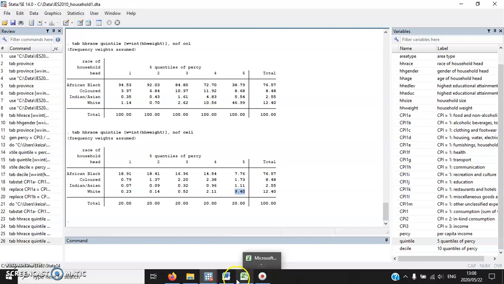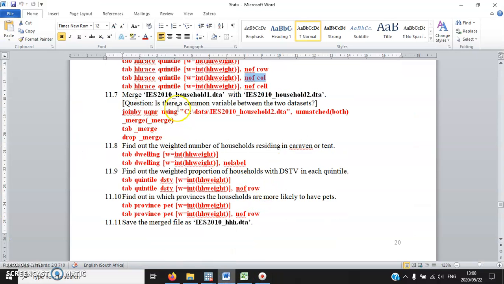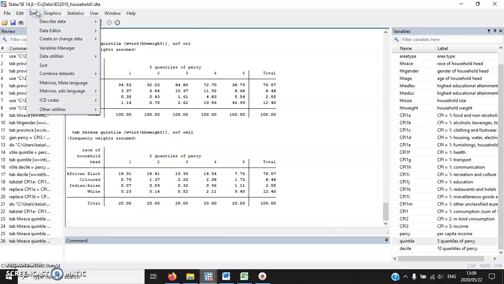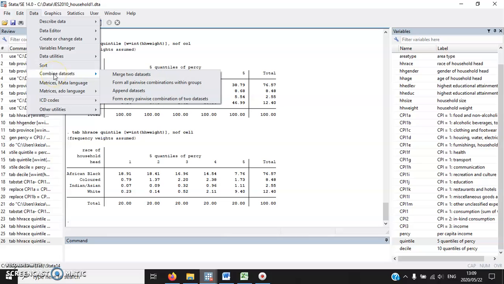Okay, then we can move on to the next one. Now we have to merge the 2 household files, household 1 and household 2. This is the first time we are doing the merging, so I'm going to do it a bit slowly. The existing file that is already open is household 1. I want to merge it with the household 2 file, which includes all the non-income welfare variables, so I will do it slowly. Data, combine data sets, then the second option, form all pairwise combinations within groups. So I will leave it for 5 seconds.